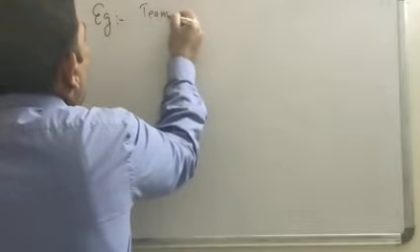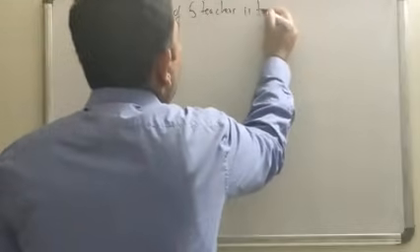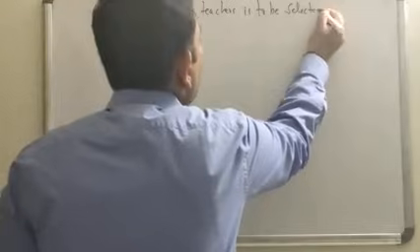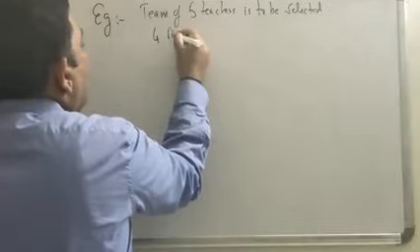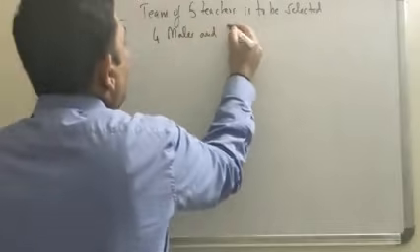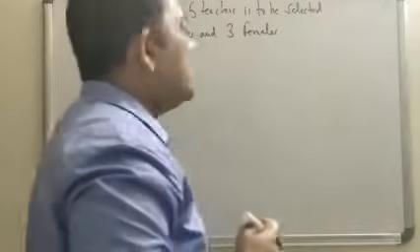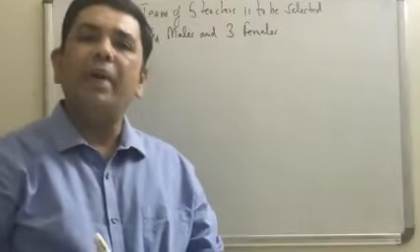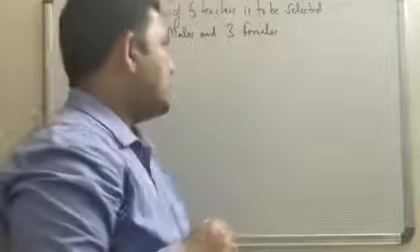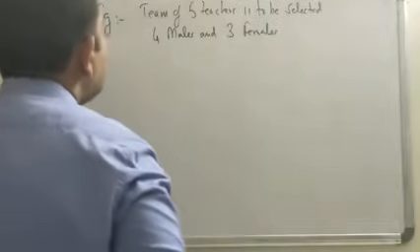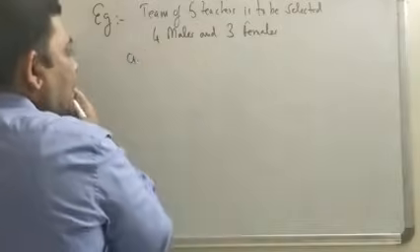A team of 5 teachers is to be selected. We have 4 males and 3 females. A team of 5 teachers is to be selected. We have 4 males and 3 females. Alright, what is the question? The question is, in how many ways can this be done?